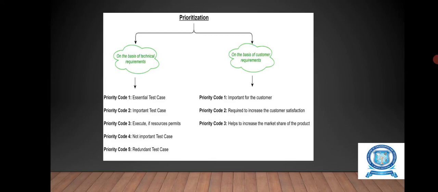So the prioritization is shown in the diagram. On the basis of the technical requirements, we have the priority codes, and on the basis of the customer requirements, we have 3 priority codes.